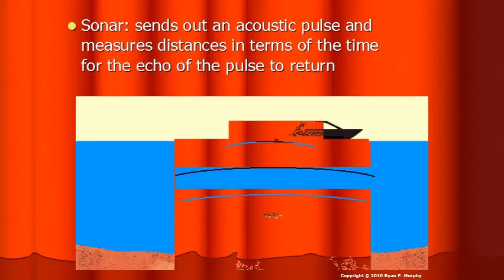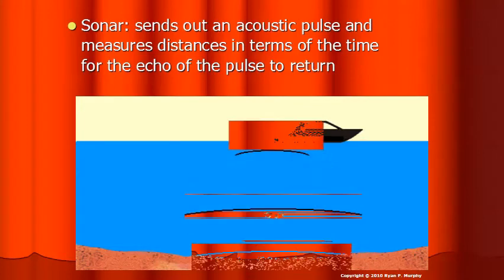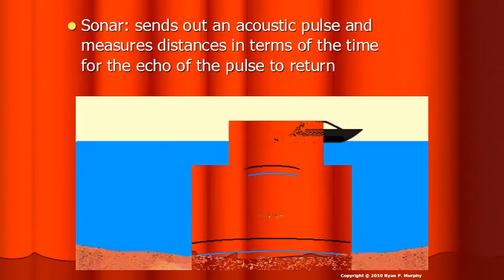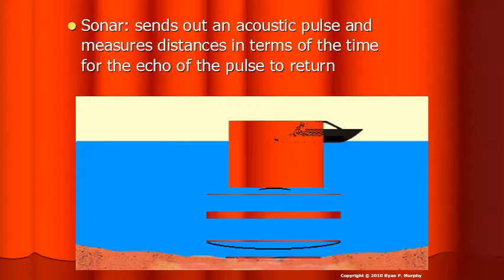So you can kind of see this image here, and basically what's happening is that pulse, that little sound wave, is going out from the boat, and it bumps into things and bounces off of things. And you know this is an echo. You've heard of this before.